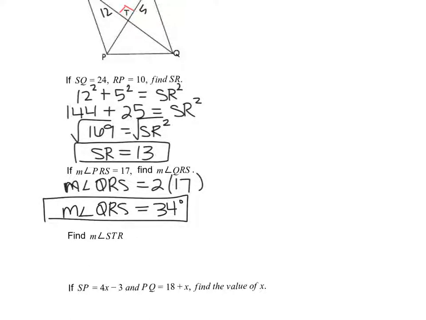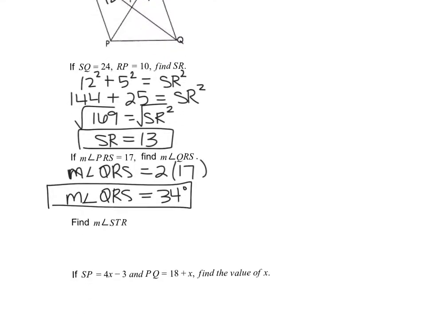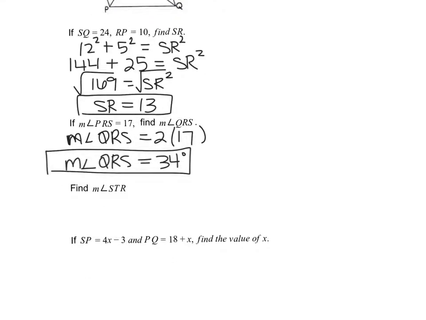Next, we want to find the measure of angle STR. So STR, we've already labeled it, is one of the angles of our diagonals. And because diagonals are perpendicular, it means they're all 90 degrees, so the measure of angle STR is 90 degrees.